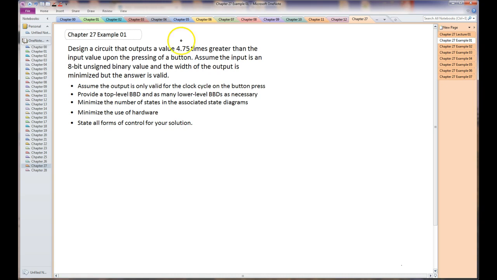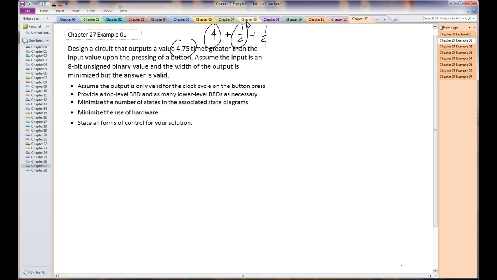So what we're trying to do is multiply an input by 4.75, and we don't really know how to multiply in digital design yet, but we do know how to multiply by powers of 2, and divide by powers of 2, which a shift register provides for us. And so this value is going to be 4 plus 1/2 plus 1/4. This 4 here is 2 squared, which means I'm going to left shift it twice to get a multiply by 4. Half is a divide by 2.